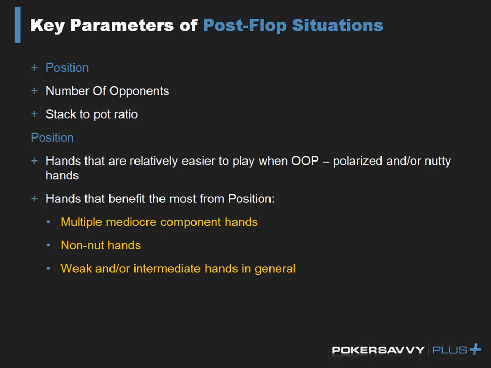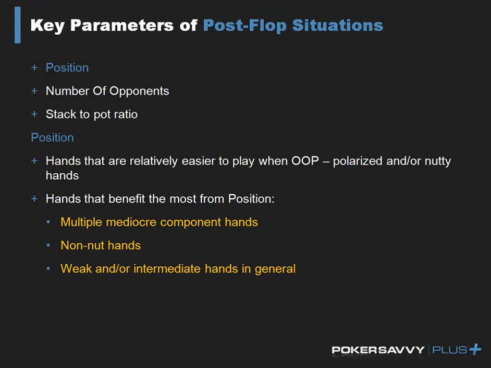But if you're forced to be out of position and have some kind of a medium strength hand, you would much prefer that it be a hand that can make the nuts. Hands that benefit most from position, you sort of flip this and you see that there are these multiple mediocre component hands, thinking back to the 8-7-7-6 double suited, the Jack 9-8-6 double suited, hands like that. Non-nut making hands in general, and weak or intermediate hands.